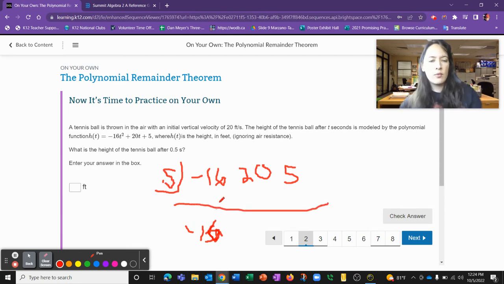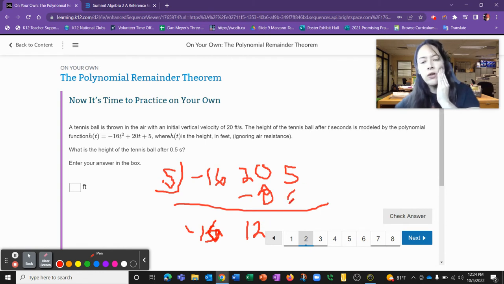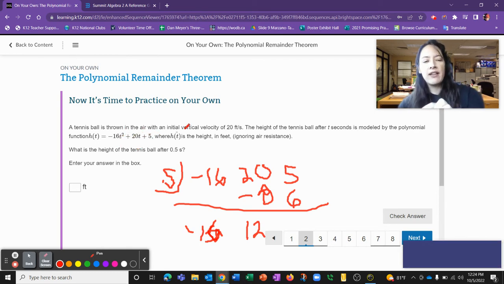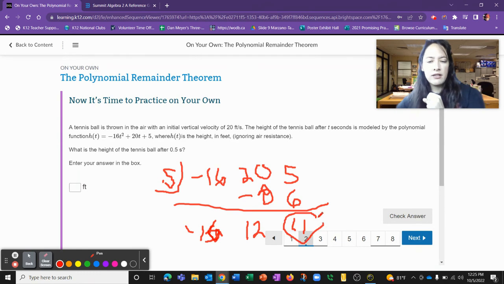Now 1/2, 0.5 is a half, times -16 should be -8. Oh boy. That's an 8. 20 minus 8, or combining it, would be 12. This doesn't seem right. Oh, a half times 12. Oh no, that's going to be fine. Okay. Because I can kind of see about where the final answer should be. So 5 plus 6 is 11. Remember, this is our remainder.